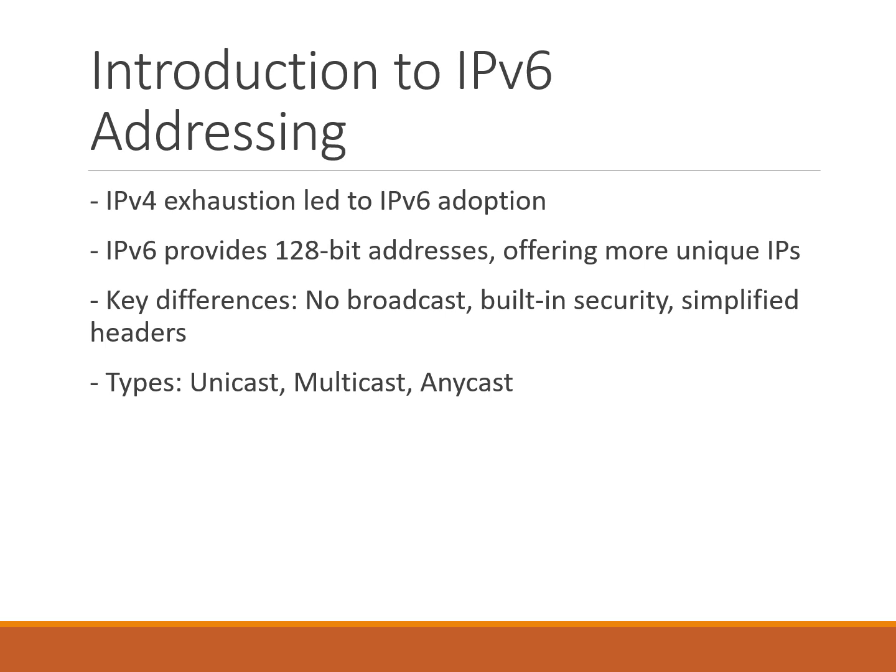IPv6 differs from IPv4 in several ways. It eliminates the need for broadcast by using multicast. It has built-in security with IPsec, and it simplifies the header structure for faster processing. IPv6 addresses are categorized into three main types: unicast, multicast, and anycast.